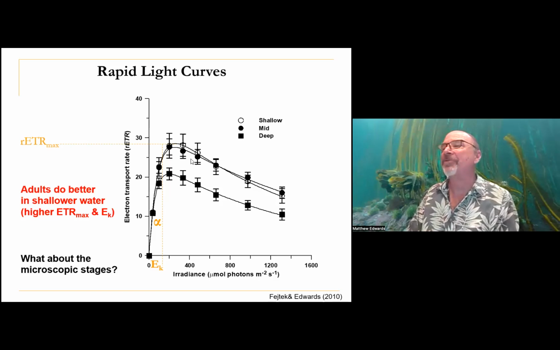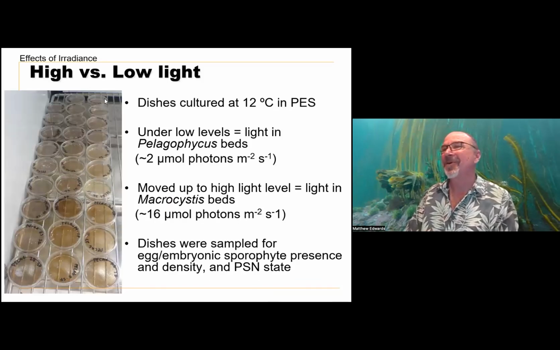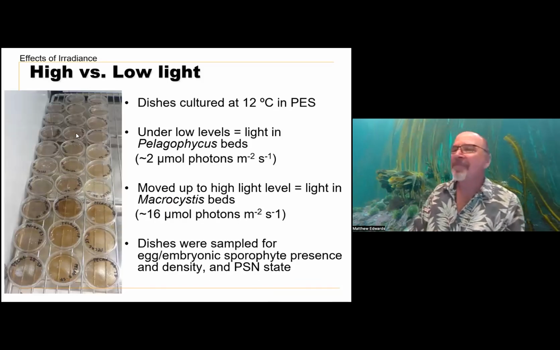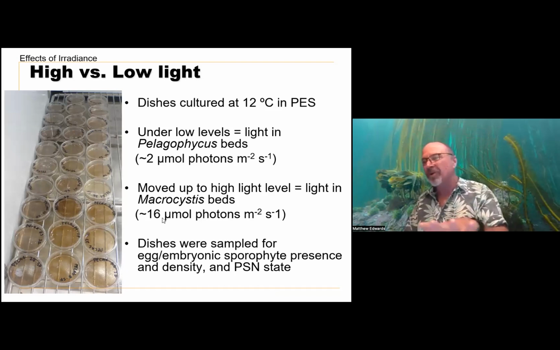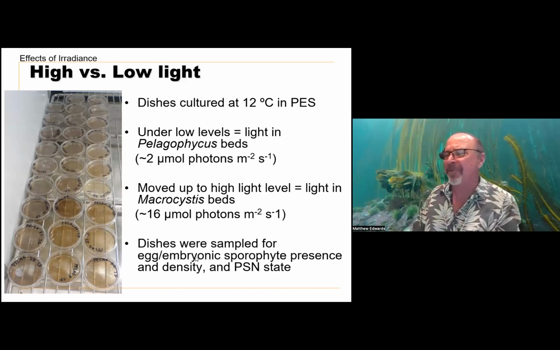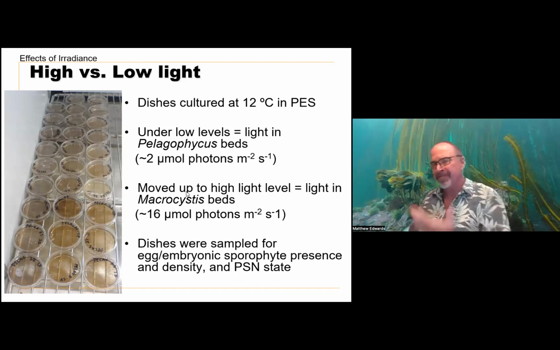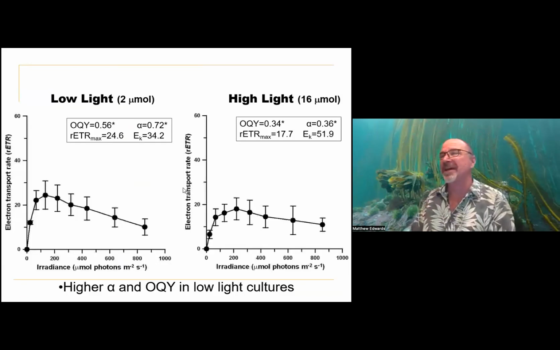So what about the microscopic stages? Here we went back to the lab, seeded these in culture dishes at 12 degrees. We kept them under low light levels, about 2 micromoles photons, kind of the deep water conditions. We had some at 60 to 20 micromoles, brighter. And then we sampled them for sporophyte production, density, and their photosynthetic state.